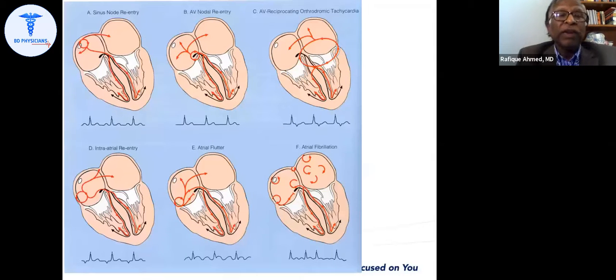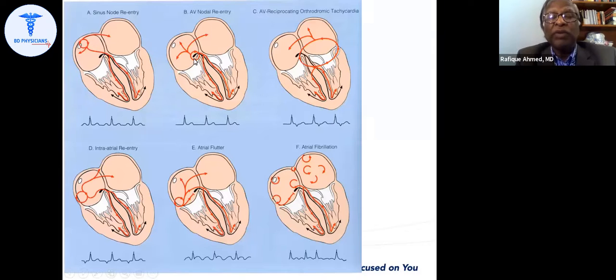So supraventricular arrhythmias are anything that comes from the top chamber of the heart, above the ventricle. There are different types. The commonest supraventricular arrhythmia is actually sinus tachycardia. And then you can have sinus node reentrant tachycardia, which looks exactly like sinus tachycardia, but will start and stop suddenly. Sinus tachycardia will gradually go up and gradually come down, but sinus node reentry will suddenly start, suddenly stop.